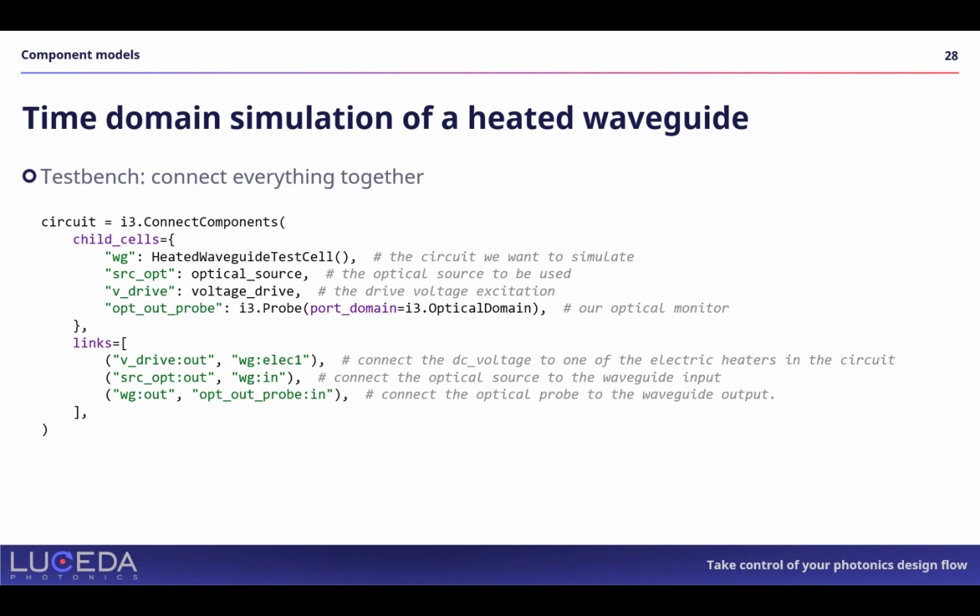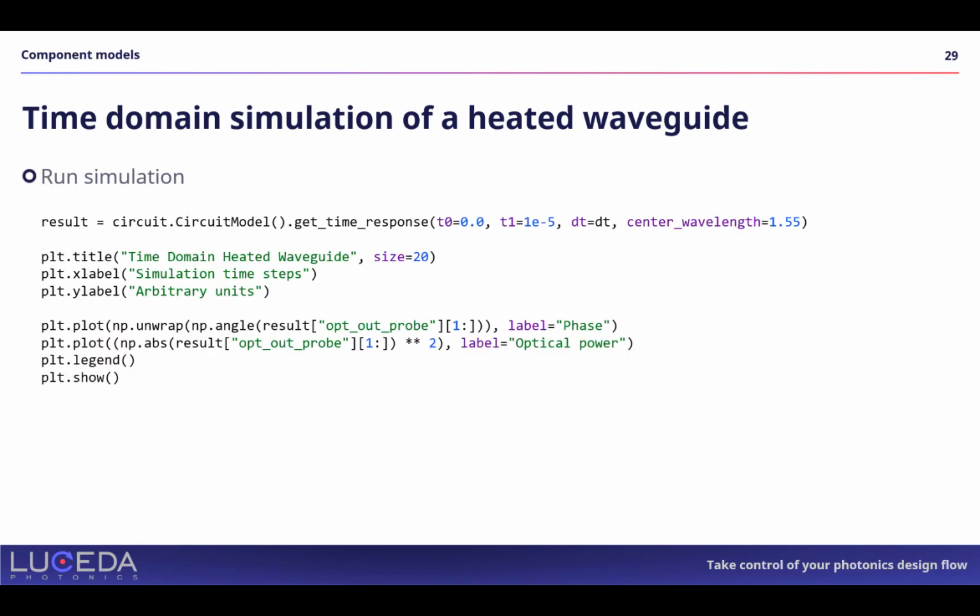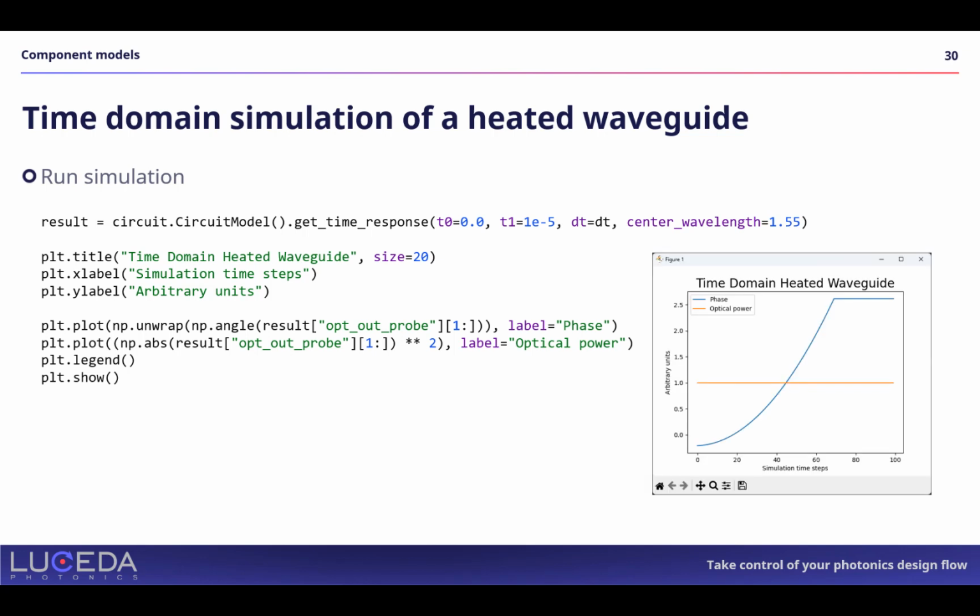Now we can make a test bench circuit that connects the sources to the waveguide, comparable to what you would do in a lab. The simulation is started by instantiating the circuit model of the test bench circuit and running getTimeResponse. So now we run the simulation and calculate the time domain response of the circuit model over a specified time range and with a specified center wavelength. The result is stored in the variable result.